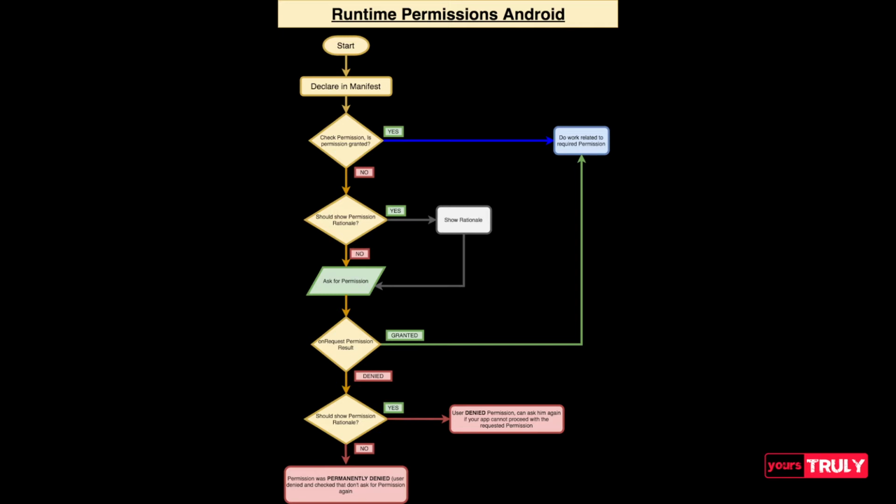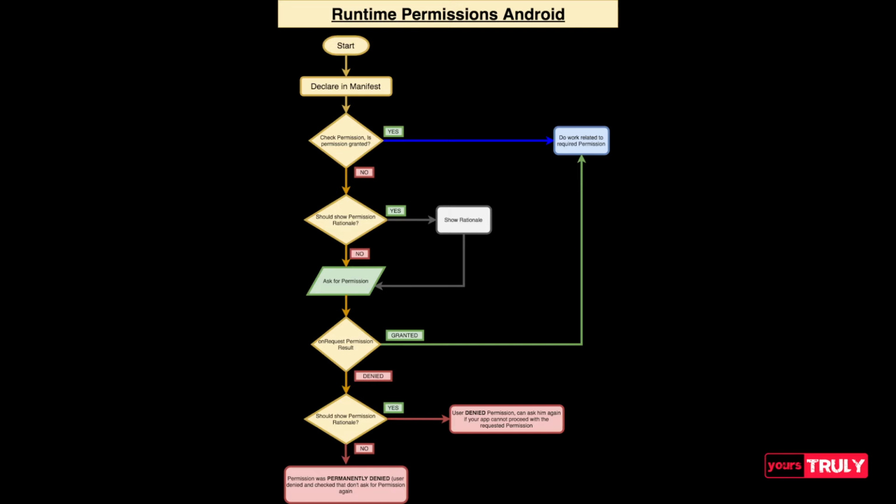Otherwise, the permission could have been denied and the user checks on don't ask again. If the user checks don't ask again, then if you check again in this method itself, should show permission rationale, and it results in true, then the user denied a permission and you can ask him again. Otherwise, if the should show permission rationale method returns false, then the permission is permanently denied and you cannot ask the user the same permission again.